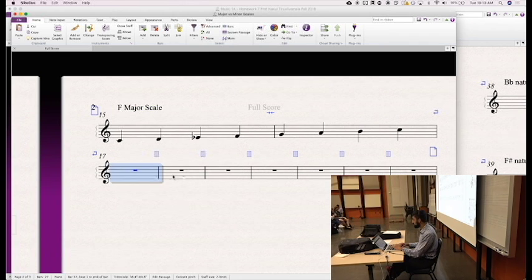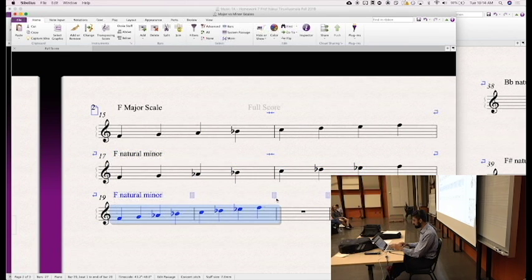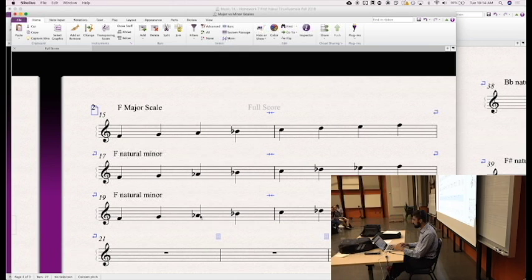So what happens if I take the third note, I flat it, I take the sixth note, I flat it, and I take the seventh note, I flat it. What is the name of the scale? Great. Okay. So now let me go back to an F major scale. What happens if I take the third note of the scale and I take the sixth note of the scale and I flat it? What does this become? F harmonic minor.